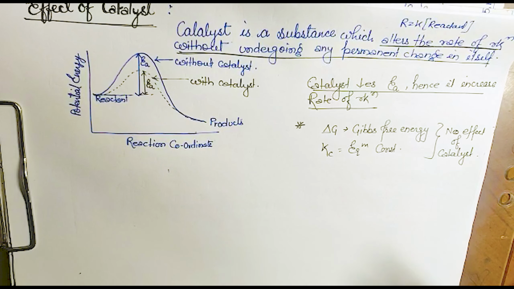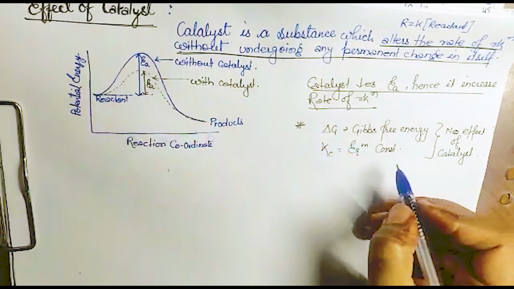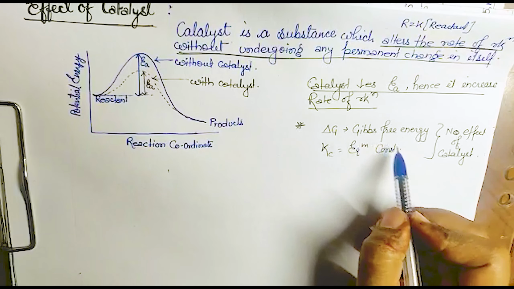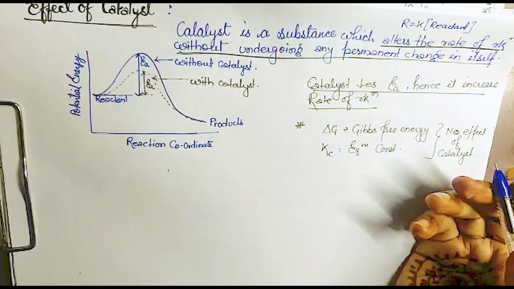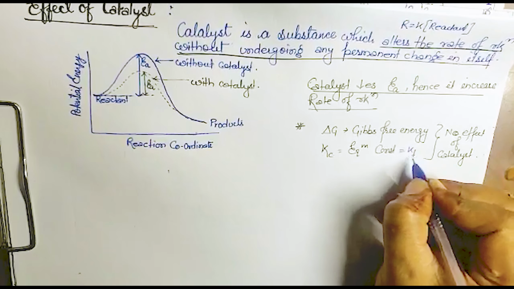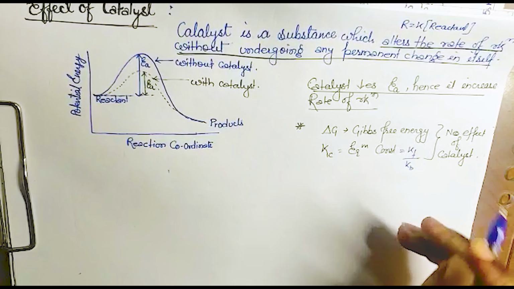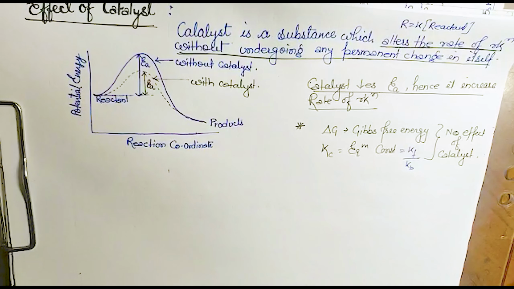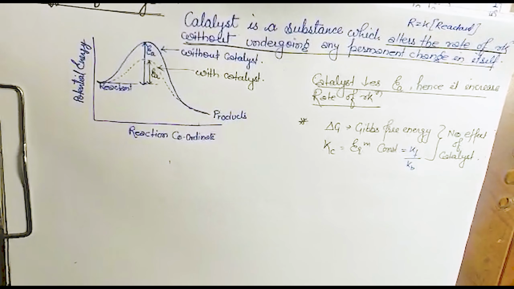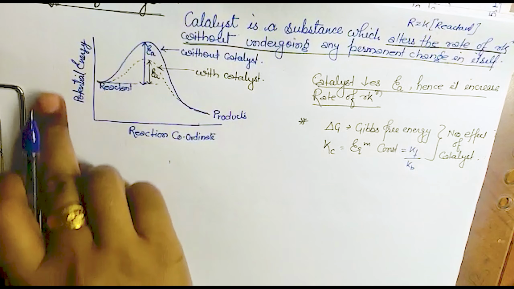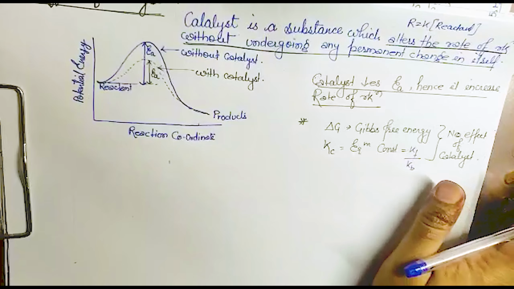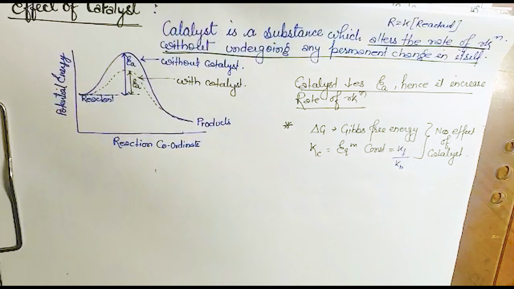And how can you say this about the equilibrium constant? Because it is kf upon kb. At equilibrium, kf and kb will be equal, so the catalyst is acting the same way for the forward reaction as well as for the backward reaction. Got it? So this is the effect of catalyst. Hope it is clear. Any doubt?